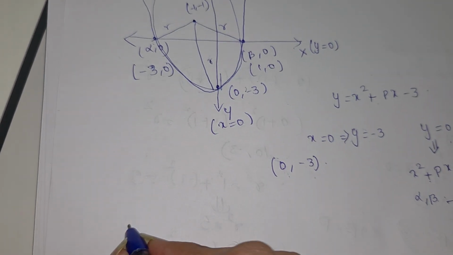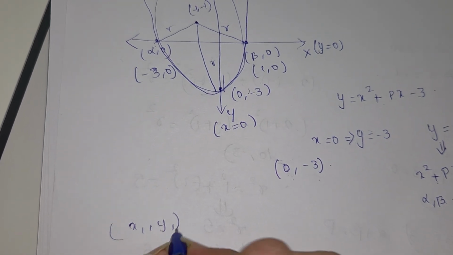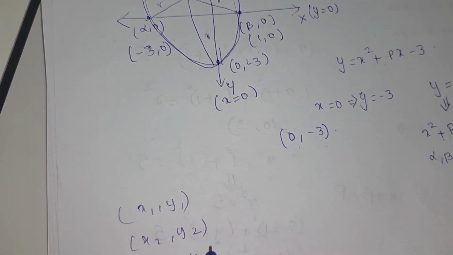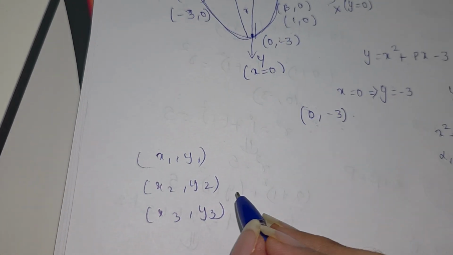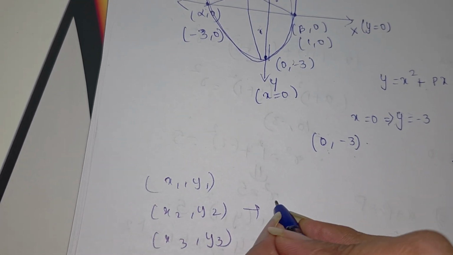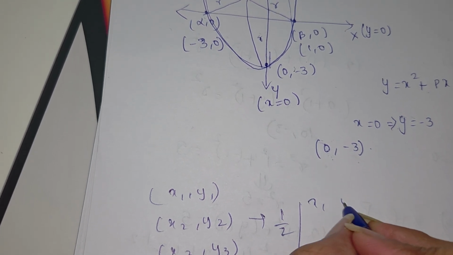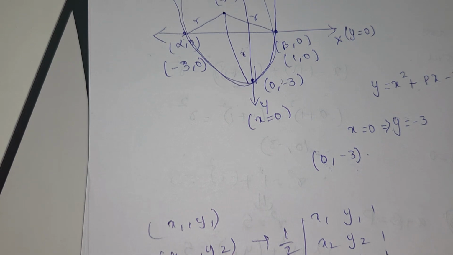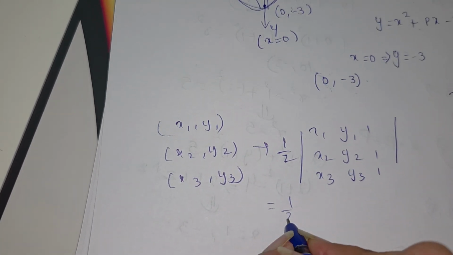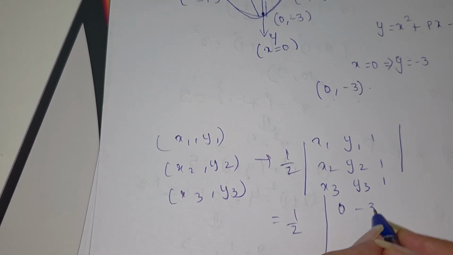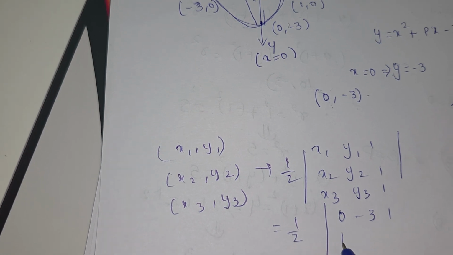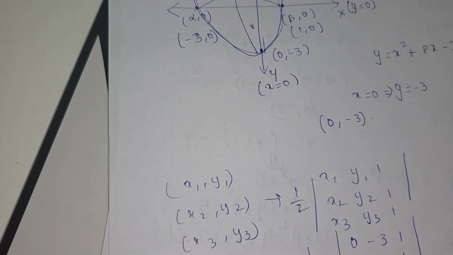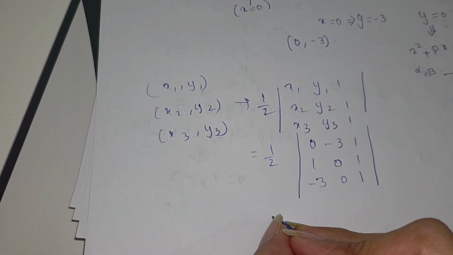So we know that if (x1, y1), (x2, y2), (x3, y3) are the vertices of a triangle, then the area of the triangle will be half of the determinant of rows (x1, y1, 1), (x2, y2, 1) and (x3, y3, 1). So we can substitute all the 3 points which we derived here: (0, -3, 1), (1, 0, 1) and (-3, 0, 1). Eventually the answer would be 6.